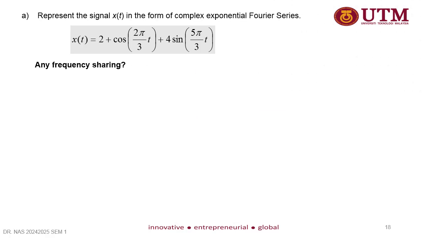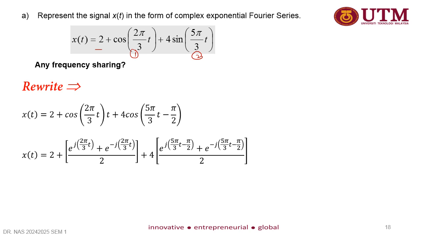Okay, let's look at the components. Is there any frequency sharing? Look at the omega. So this is 0, this is the first omega, and this is the second omega. Obviously, there's no frequency sharing. Okay, so now rewrite the equation into an equivalent equation in exponential form.